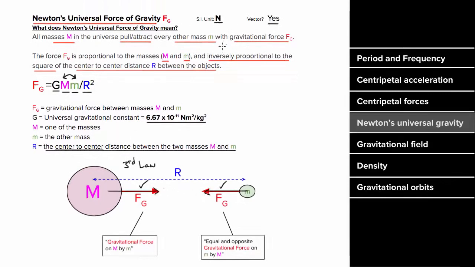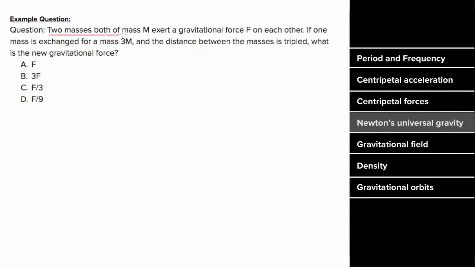So what does an example problem involving Newton's universal law of gravity look like? Let's say two masses, both of mass m, exert a gravitational force F on each other.